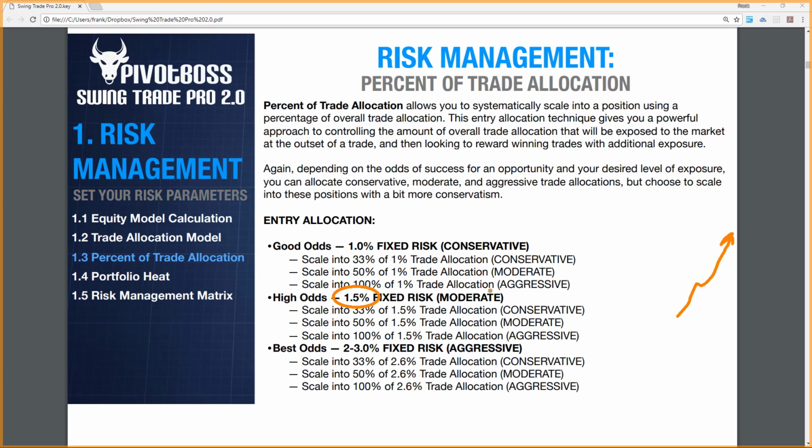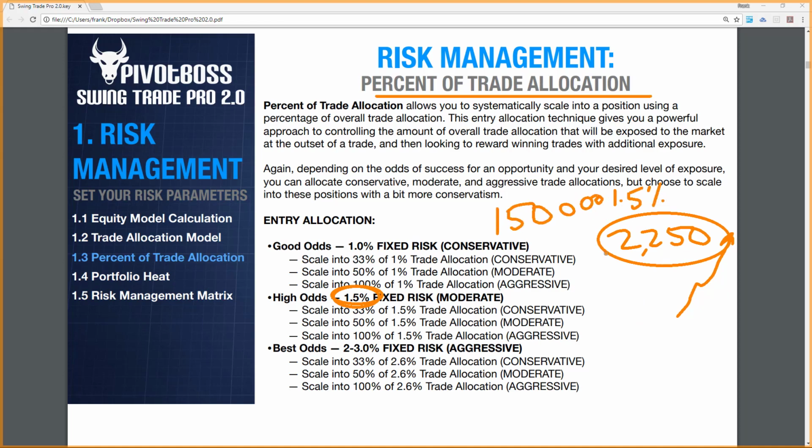You can do it in this way by using a percent of trade allocation. So if you are risking 1.5% for an opportunity, and say it was $2,250 like that last example, that's what you're going to allocate at 1.5% of your 150K account, right? Then I don't have to allocate all of this right away. That is the most that I can allocate of risk capital to a position, but I don't have to do it right away. What if I scale in half and half?